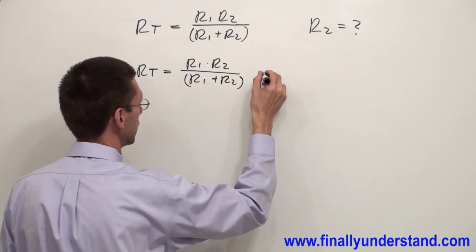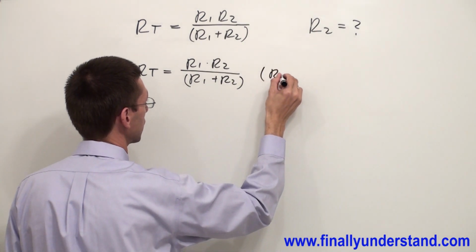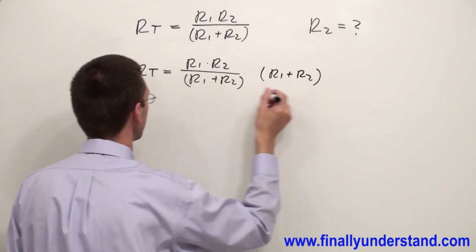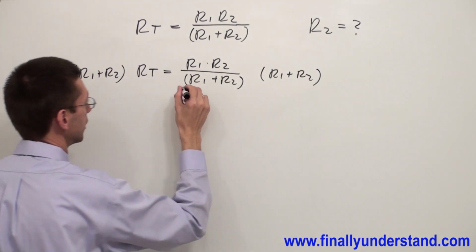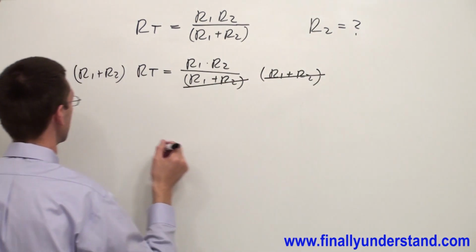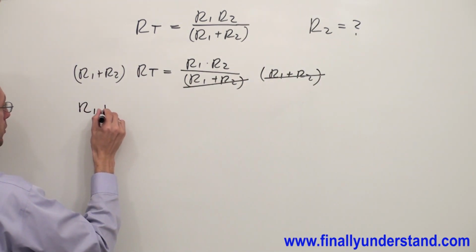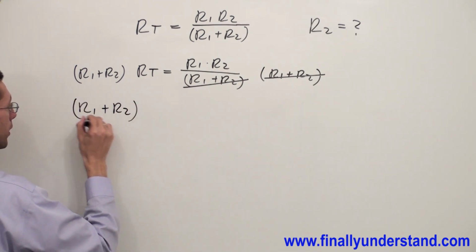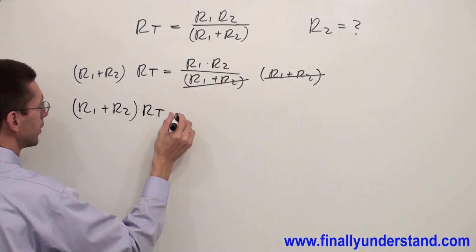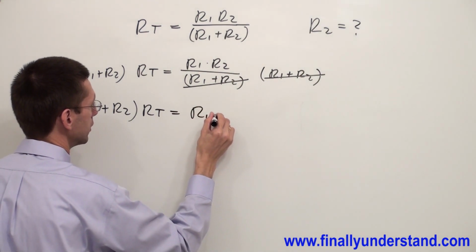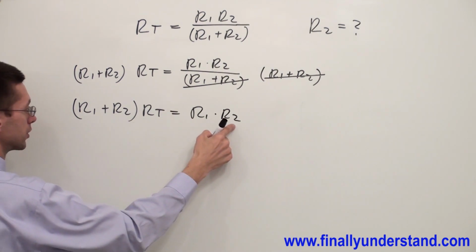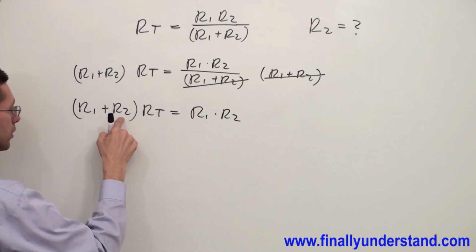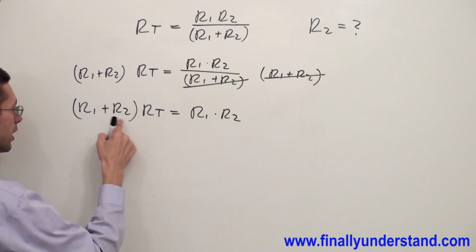Okay, we have to multiply right side and left side by the denominator. So I have R1 plus R2, and I have R1 plus R2. Parentheses and parentheses will cancel out, and I'm going to have R1 plus R2 times RT equals R1 times R2. Now I have R2 on both sides of the equal sign, but one of them is inside of parentheses. In order to pull out this R2 from the parentheses, I have to eliminate the parentheses.